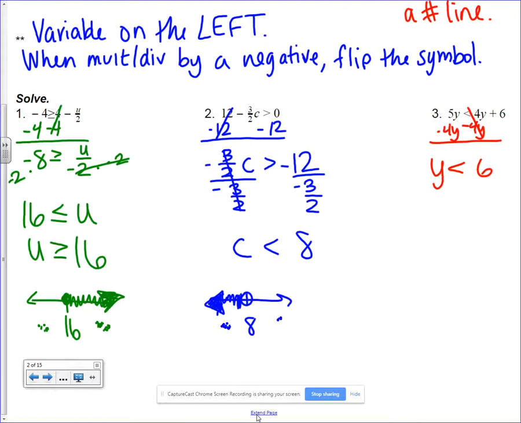Oh, well, looky there. My variable ended up being isolated, didn't it? Yep. Trevor, is my variable on the left? So I'm ready to graph. I'm going to put a 6 on my number line. Is that going to have an open or a closed circle?